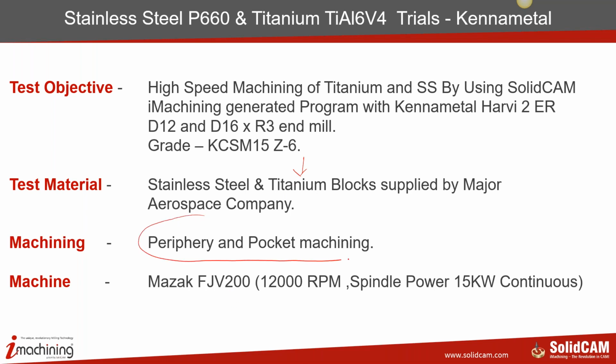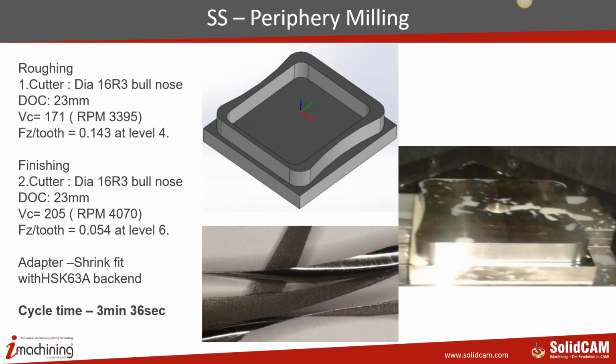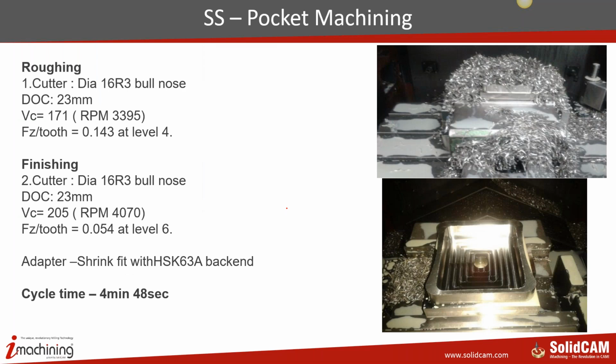And we checked the periphery and pocket machining principles of iMachining on a Mazak FJV200 with 12,000 RPM and 15 kilowatt continuous feed rate. This was the stainless steel P660 trials on a stock size of 250 by 200 by 60, the outside and inside cut. This entire part was done, rough and finished, in 3 minutes, 36 seconds on a P660 on a Mazak FJV 1250.